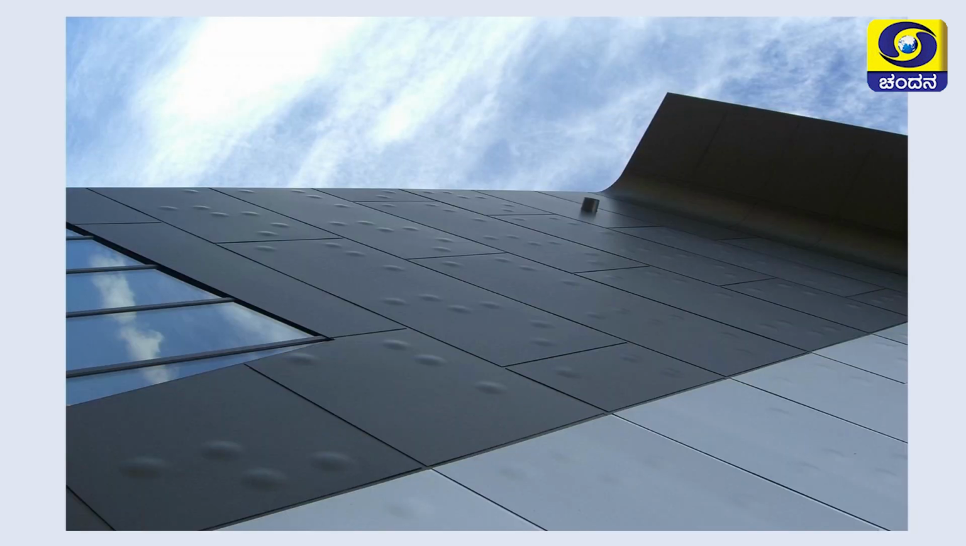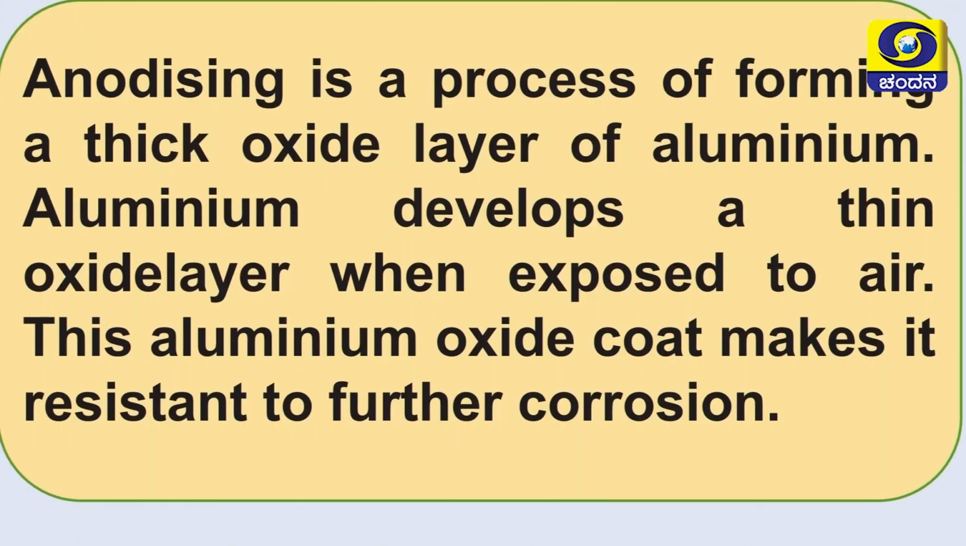Now, if you are seeing something here, can you guess what this is? It is aluminium. Generally we have seen aluminium as a silver colored metal, but here you saw something very black in color, but that is actually aluminium. How did that happen? This is by a process called anodizing. Anodizing is a process of forming a thick oxide layer on aluminium.